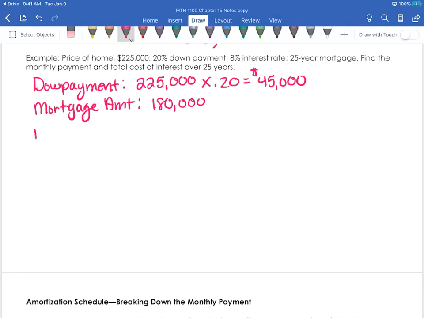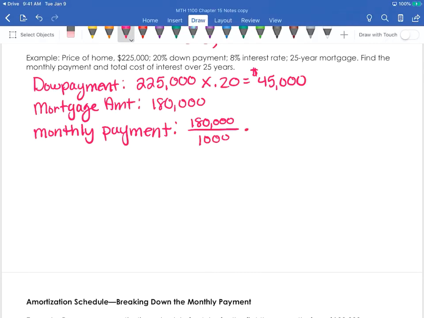Now, to find the monthly payment, I have to take the amount that I'm borrowing, which is $180,000, and divide it by 1,000, because this table represents the per 1,000. So for every $1,000, the amount that's in the table tells us how much money we have to pay each month. So we take 180,000 divided by 1,000, and we're going to multiply it by the table value that we get.